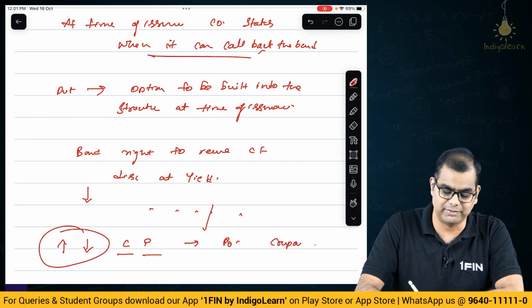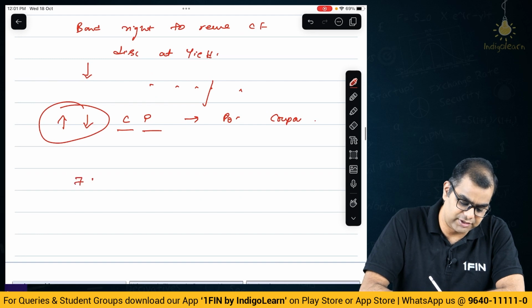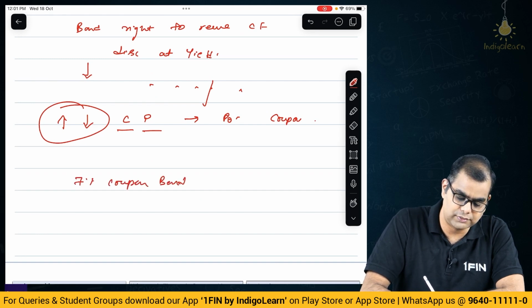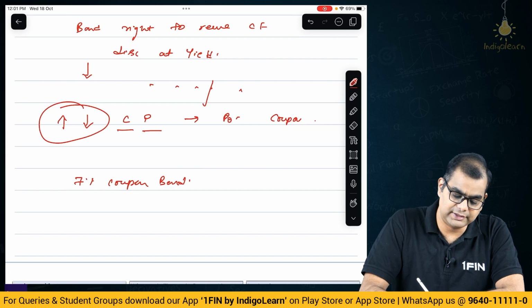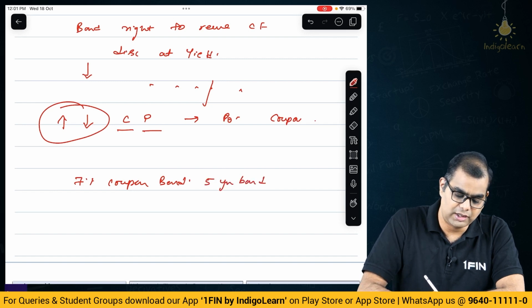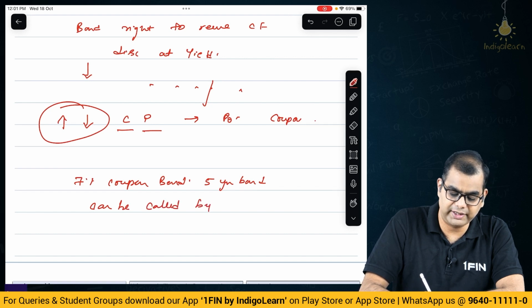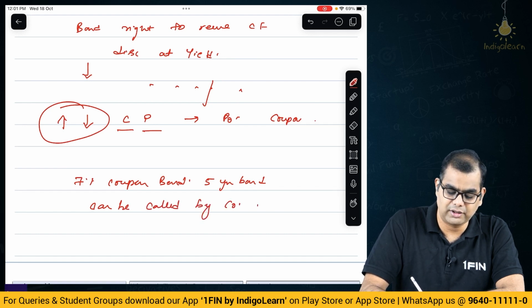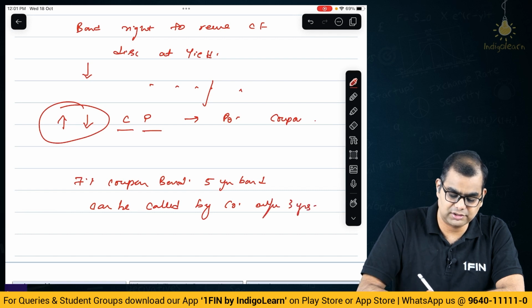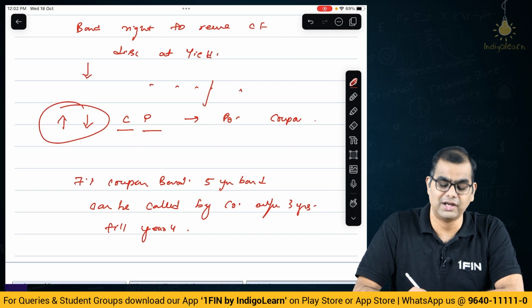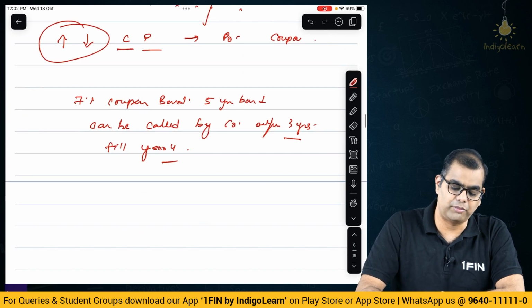So, what I mean by this is, assume there is a 7% coupon bond, and this is a 5-year bond, which can be called by the company after 3 years till year 4. You can have any kind of structure. Between year 3 and year 4, you can call the bond.